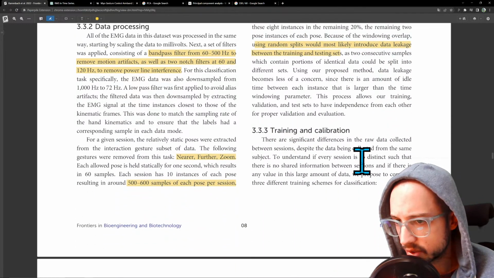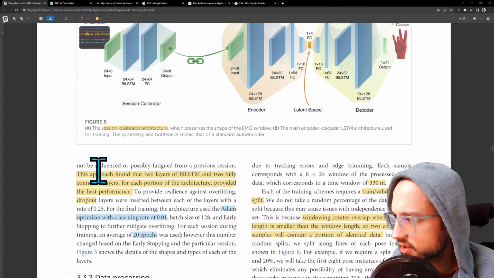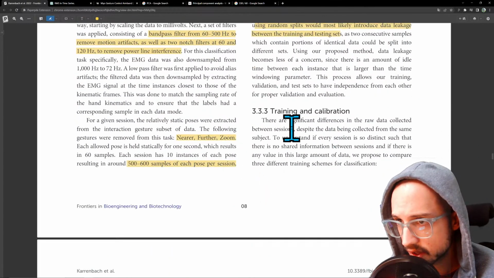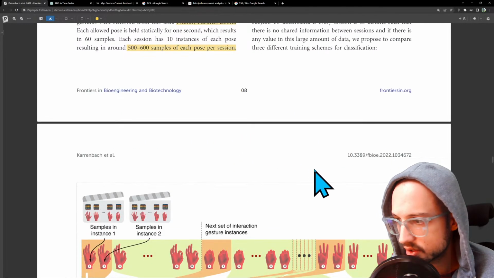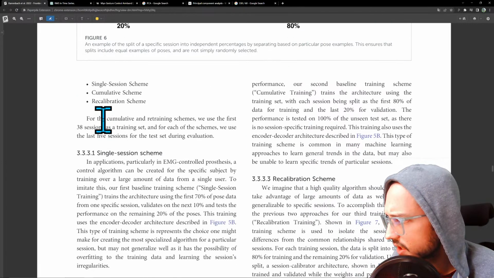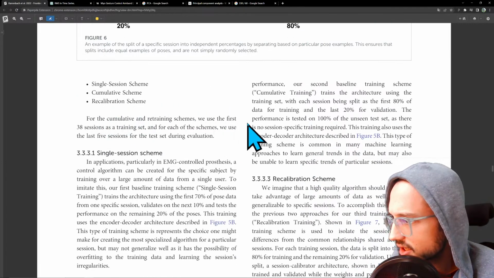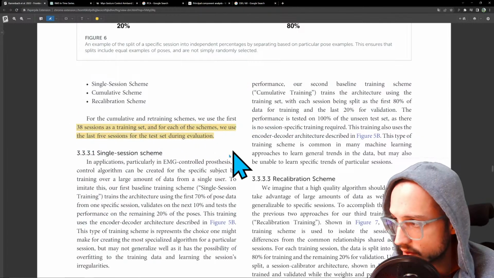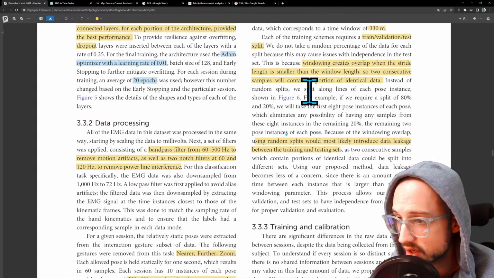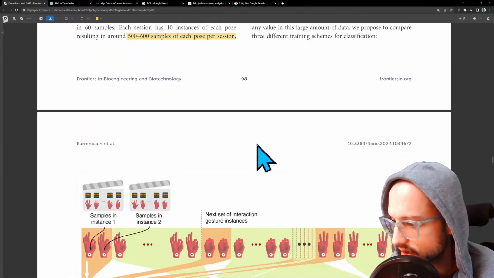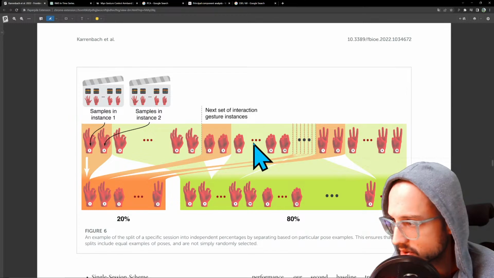Okay, training and calibration. I think this is where they might explain this calibrator thing that they were doing here. To understand as every session is distinct, we propose different training schemes. For the cumulative and retraining schemes, we use the first 38 sessions as a training set, and then we use the last 5 sessions as a test set. I think that's a good way of solving this problem that they discussed here, right? Where you want to make sure not to naively split.